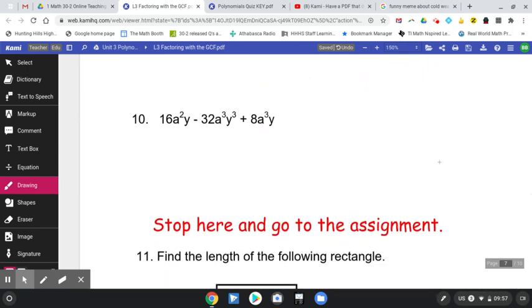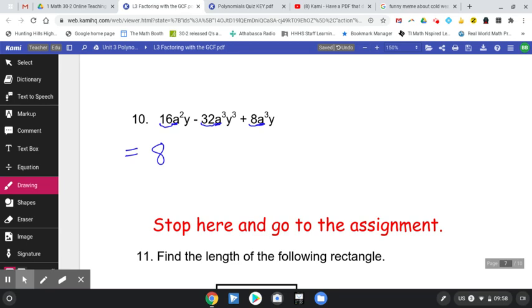All right, one last one. Let's do this one together, and then we're on to our assignment. So start by looking at the coefficients. We have 16, we have 32, and we have 8. So the biggest number that I can divide out of all of those will be 8. Now also notice that the A is common to all of them.